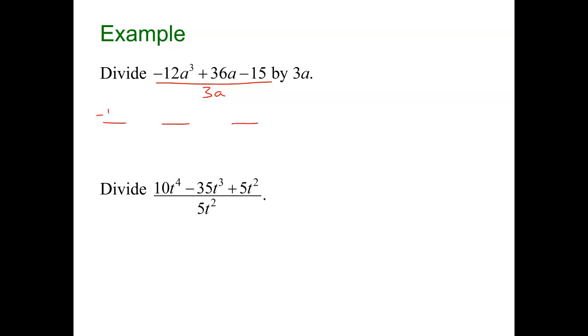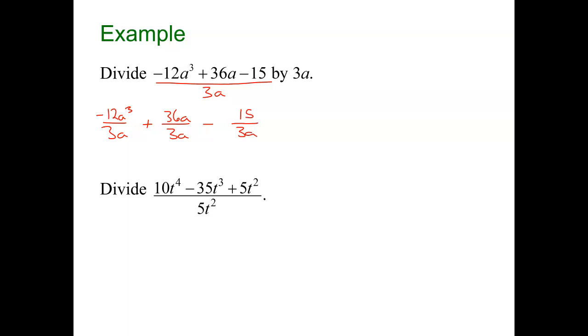I'll start with negative 12a to the third over 3a. First term over the denominator. What's the numerator of my second fraction going to be? 36a over that same common denominator. Since 36 is positive, we're doing plus. What about the third fraction? Yeah, so I'll do minus 15, again, over that common denominator. And then just simplify each one.